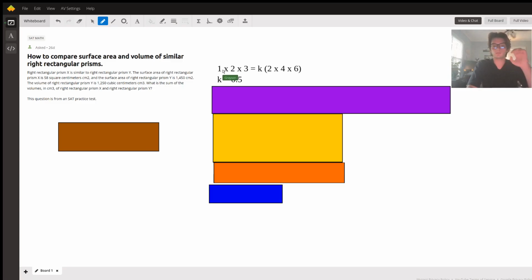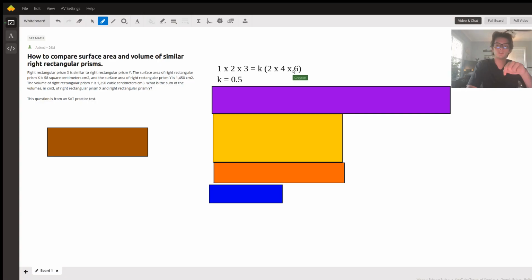So a prism that is 1 by 2 by 3 is equal to a prism 2 by 4 by 6 multiplied by this factor of k. And this factor of k, in this case, is going to equal 1/2, because 1/2 times 2 is 1, 1/2 times 4 is 2, 1/2 times 6 is 3. And this is going to equal what's on the left side. And because each of these dimensions multiplied by the same factor equals these dimensions, then we can declare that in this case, these are similar right rectangular prisms.